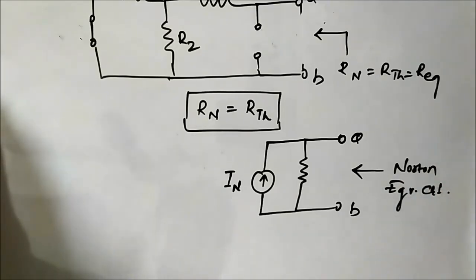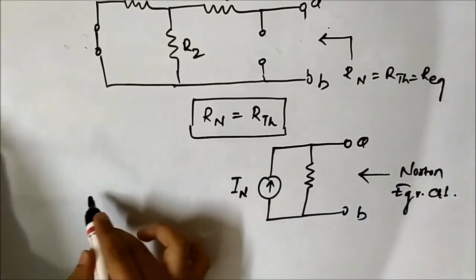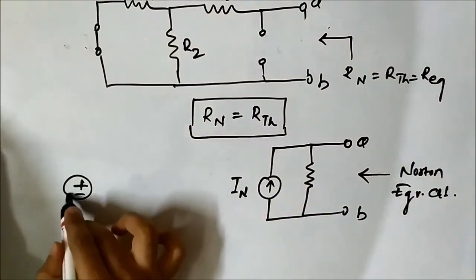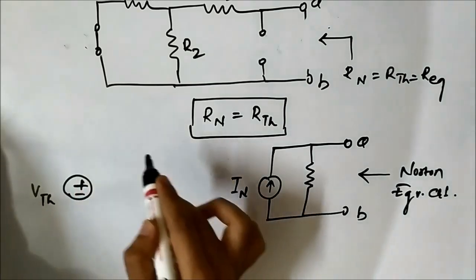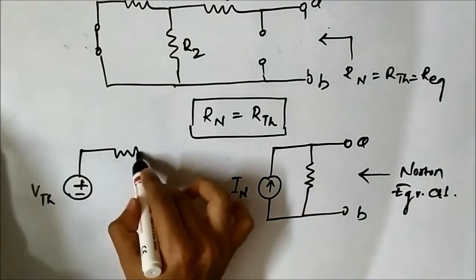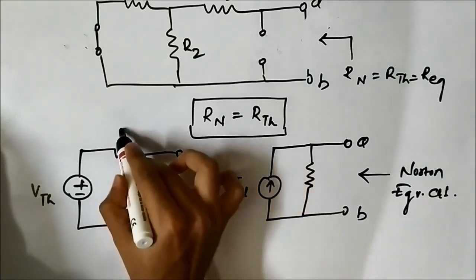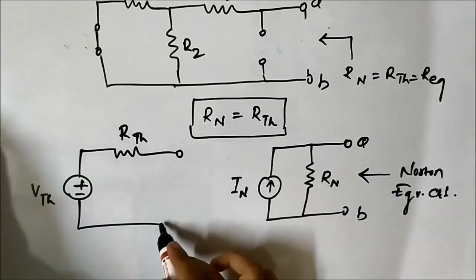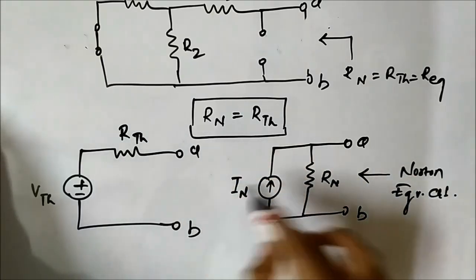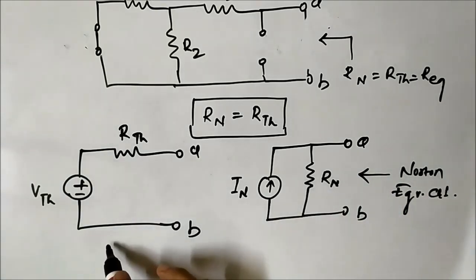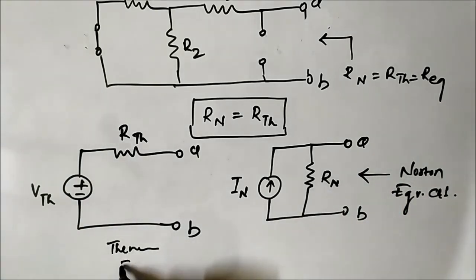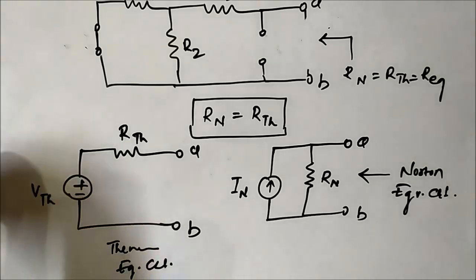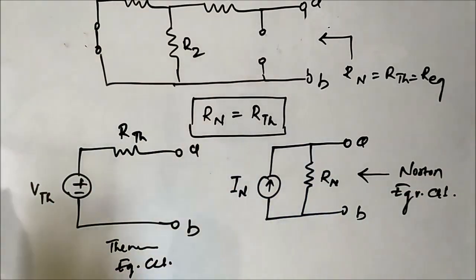In a Thevenin equivalent circuit, we used to calculate the Thevenin voltage and the equivalent resistance was connected in series. This is Rn, which is the same. So here this is the Norton equivalent circuit, and this is the Thevenin equivalent circuit. So this is basically what the Norton equivalent circuit determination essentially is.